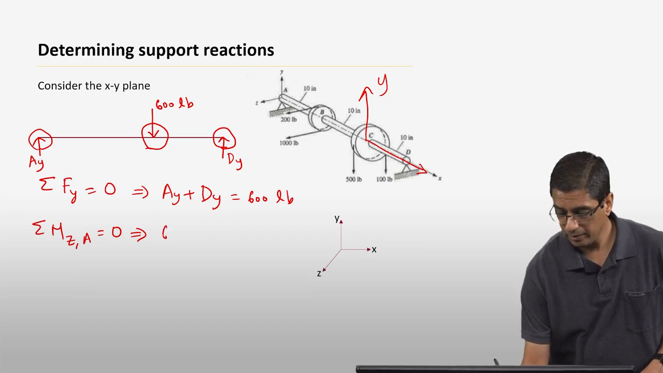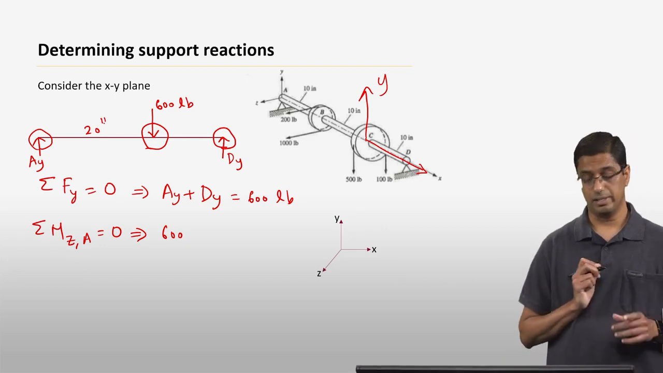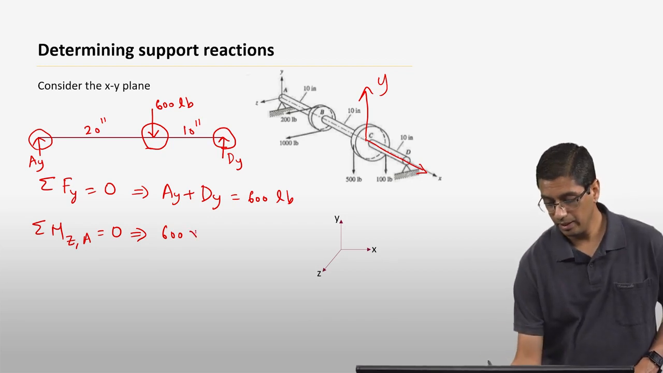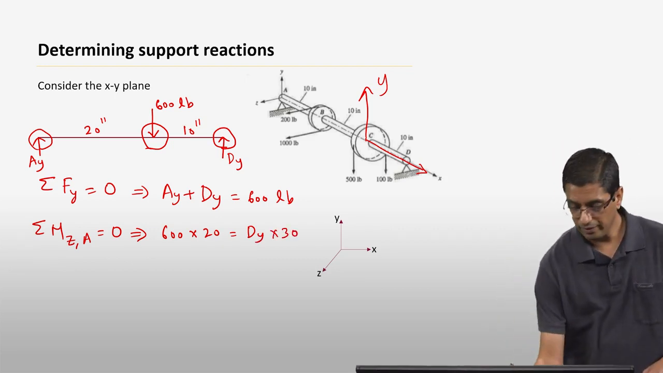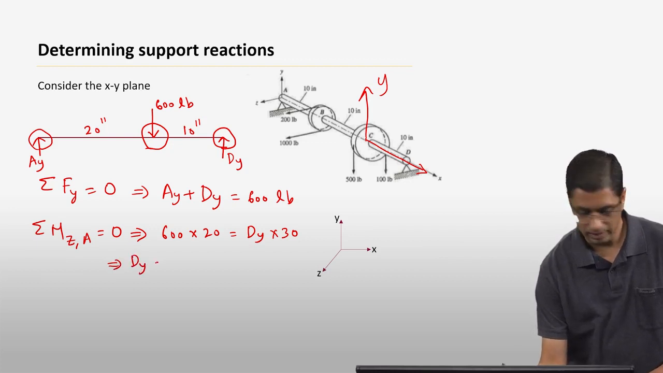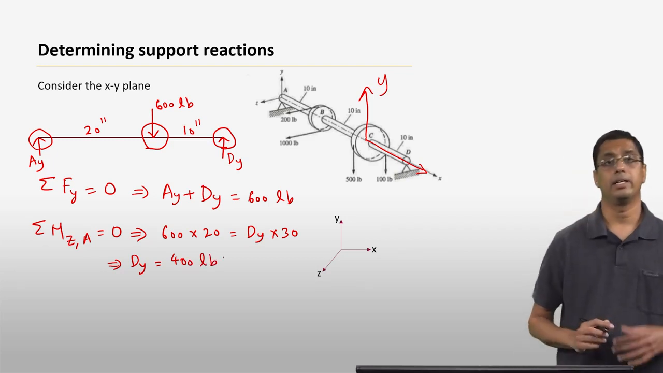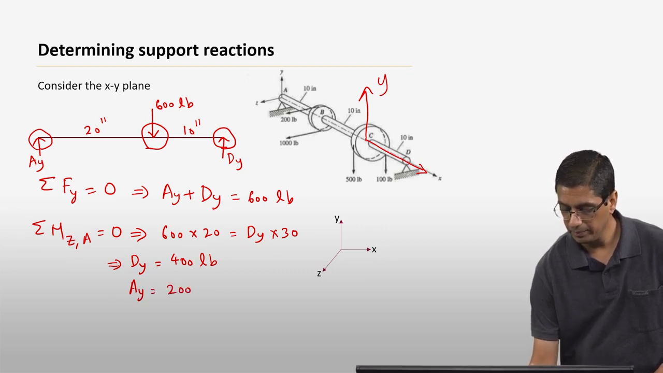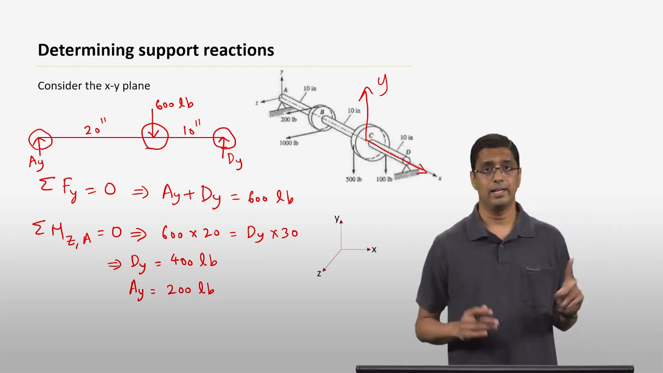So 600, that is the force, and we know that this distance is 20 inches and this distance is 10 inches. So 600 times 20 should be equal to Dy times 30. If you do that, you will find that Dy is equal to 400 pounds. And once you find Dy, you can find Ay is equal to 200 pounds. So what you have done is find the reactions in the y direction at the two supports A and D.